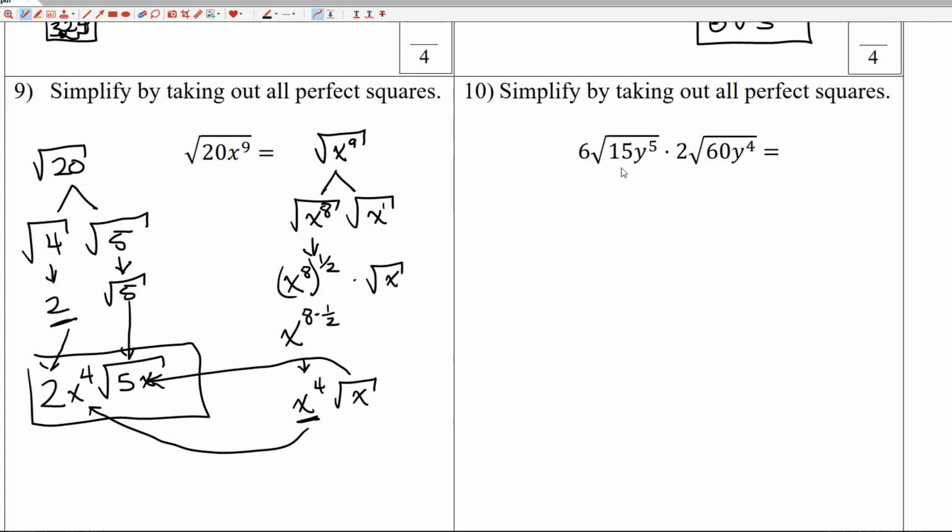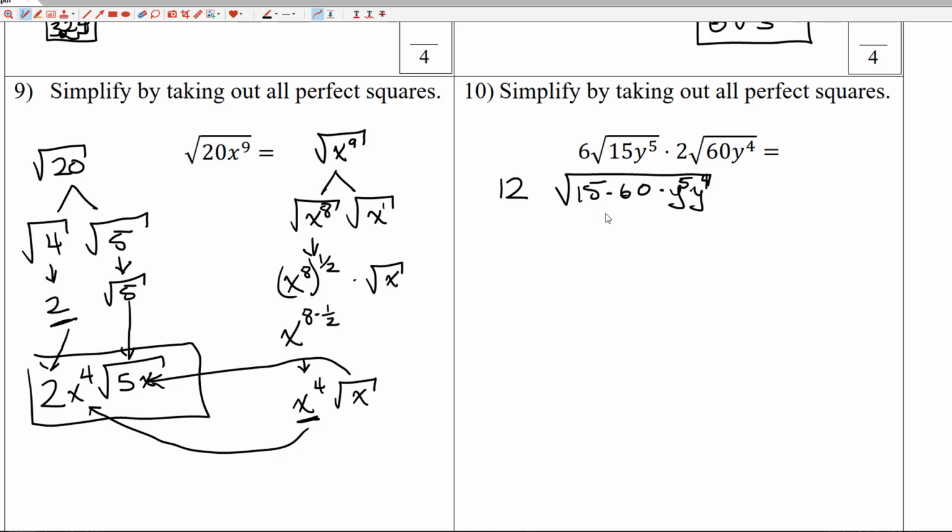For this one, I'm going to multiply them together first to make my life easier. Do I want to multiply it together? Because 15 times 60 is kind of hard. Maybe I want to just do a general factor tree. There's another way of doing a factor tree. So I have a 12 out here, and then I have the square root of 15 times 60 times y to the power of 5 times y to the power of 4.